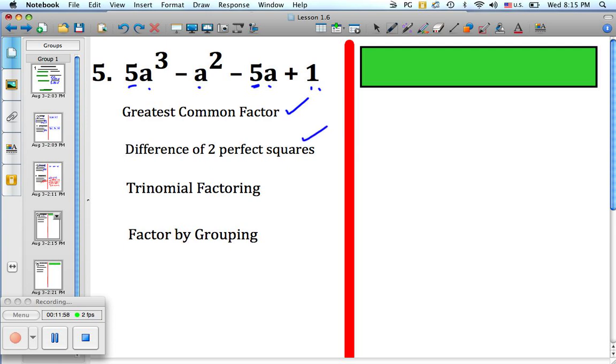Automatically you can skip a difference of 2 perfect squares. It's not in the form of something squared minus something squared, because that's a binomial and this is a quadnomial. And it's not trinomial factoring, because trinomial factoring is only allowed to have 3 terms, and this has 4 terms. So pretty much when you see 4 terms, you almost can go right to factor by grouping. So what does factor by grouping mean? Get rid of all this.